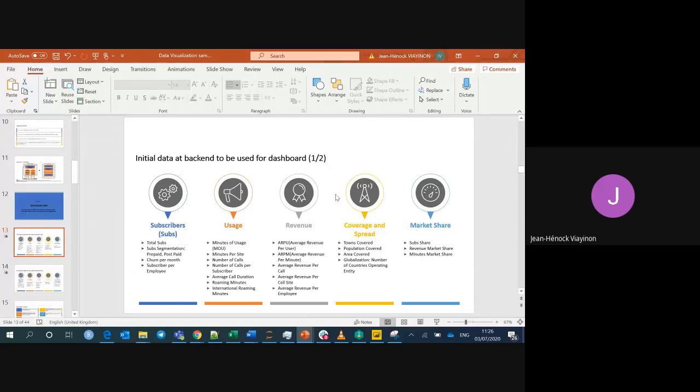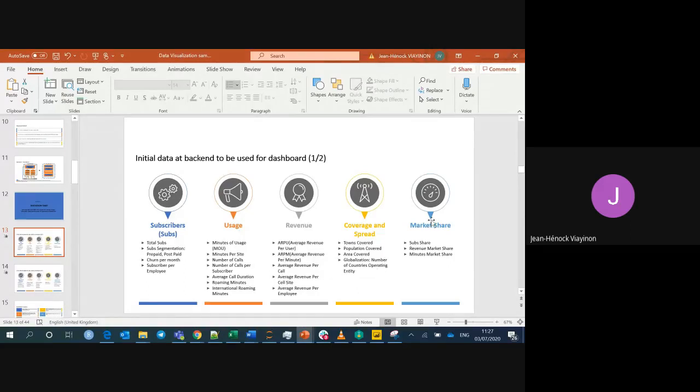Now at the technical network level, you could assess your coverage and speed. So now you will have to check the town coverage, the population coverage with the network, the area coverage, the globalization, the number of country operating entities. All those kinds of KPI are just examples of what you could be using when you are working as a data scientist in the telecommunication industries.